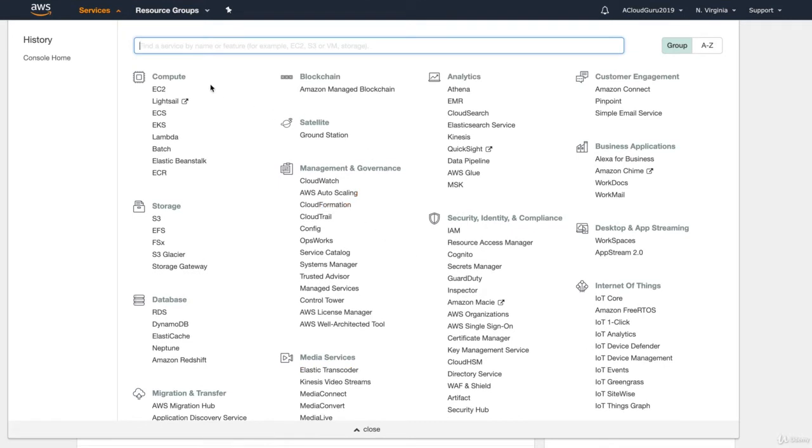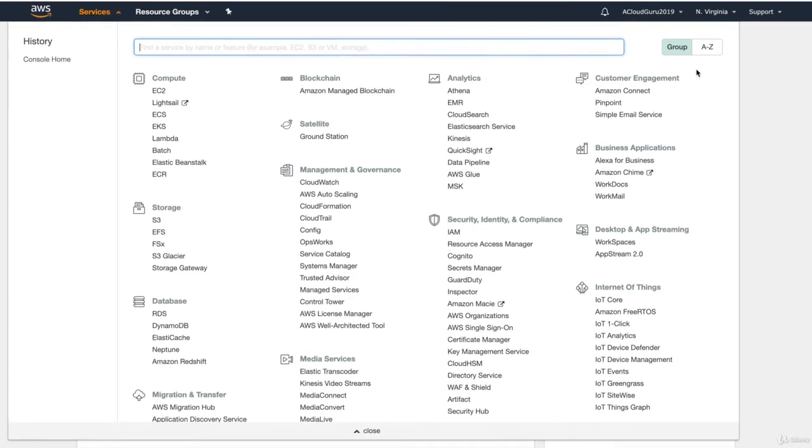So what I am going to do now, in this lecture anyway, is I'm just going to go through and just talk about the high-level services. So compute, storage, databases, migration and transfer, etc. And then we're going to look at the platform from that perspective. And then I'm going to show you what is relevant to the AWS Certified Solutions Architect Associate exam.